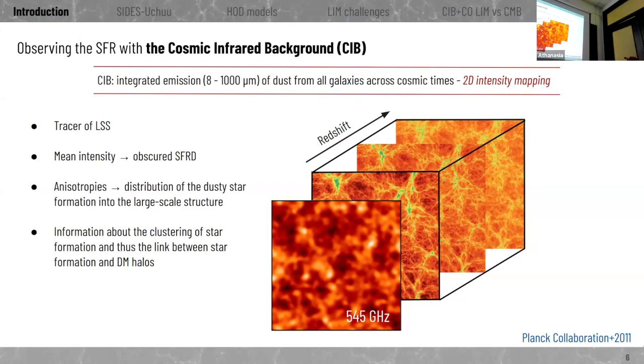From the mean intensity of such a map, we can obtain the obscured star formation rate density. And I say obscured because it's the emission of the dust. But at the same time, from the fluctuations, we can get how the dusty galaxies are distributed on large scales. So we have two in one.